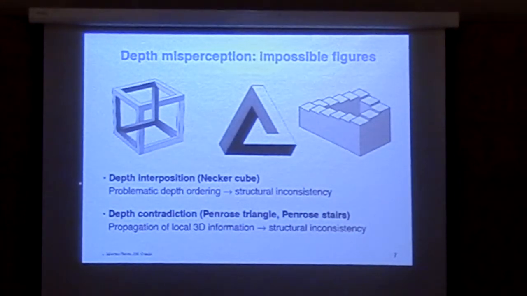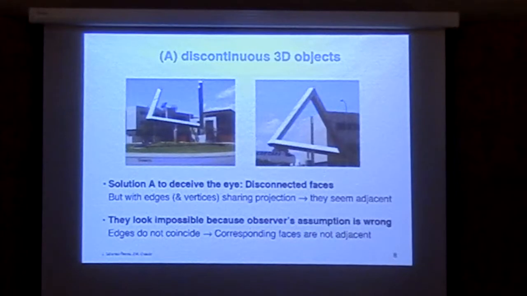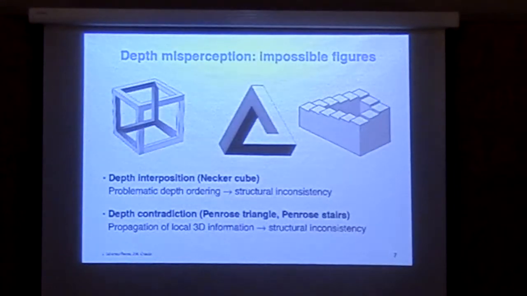And then you have depth contradiction. There's the Penrose triangle, or the Penrose stairs, where once again you see this leg. This is a right angle, but on different planes, so that can be possible. Or these stairs. You have some structural inconsistency that just confuses your brain, and you don't know what 3D model is really possible. And well, we'll focus on the Penrose triangle.